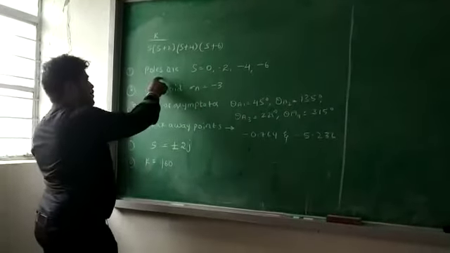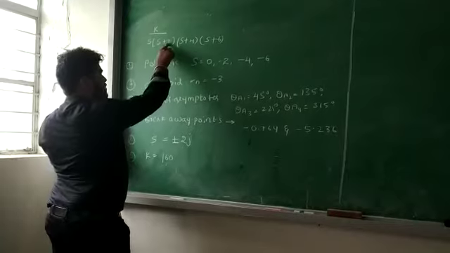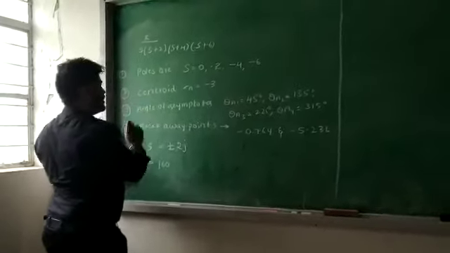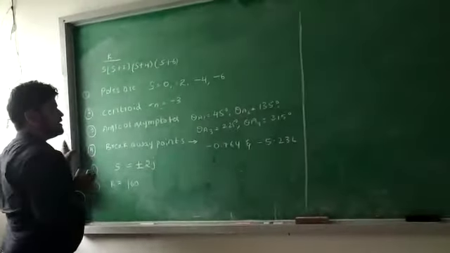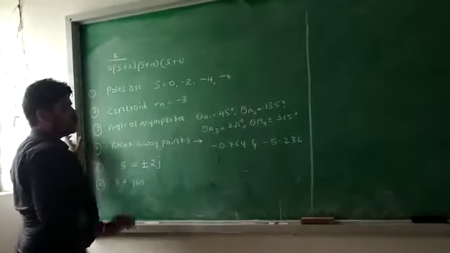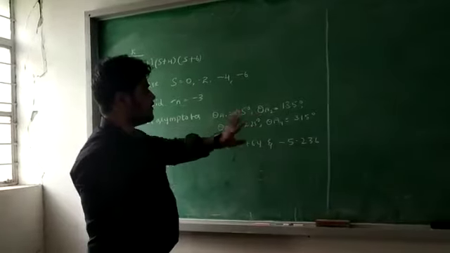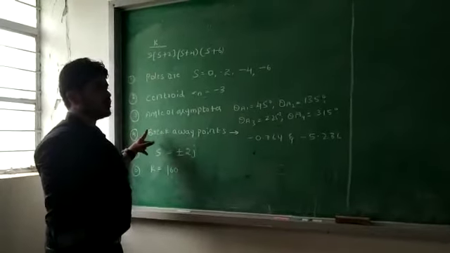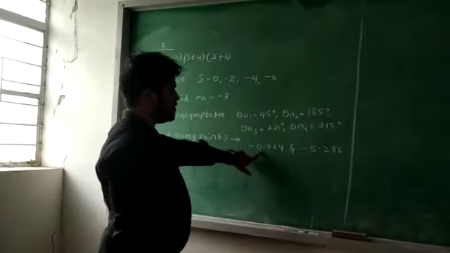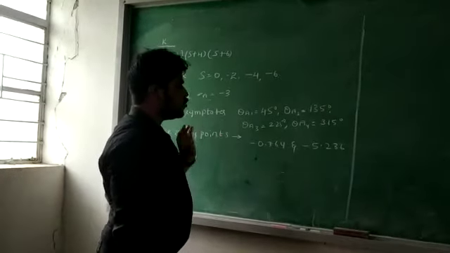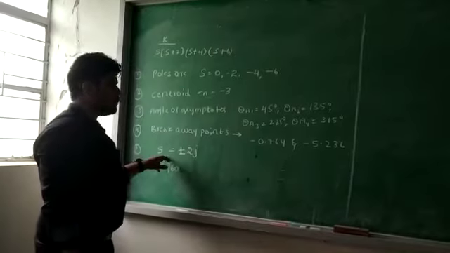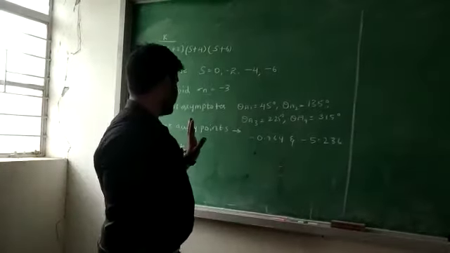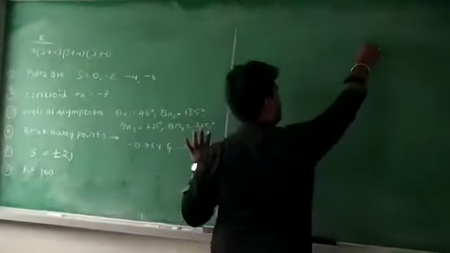In this problem, the poles are s is equal to 0, s plus 2 is equal to 0, so s is equal to minus 2, s is equal to minus 4, and s is equal to minus 6. The centroid which we got is sigma a is equal to minus 3, and the angles of asymptotes are 45 degrees, 135 degrees, 225, and 315 degrees. There are two breakaway points, so two root loci exist here: minus 0.764 and minus 5.236. The intersection point is s is equal to plus or minus 2j, and K is equal to 160.